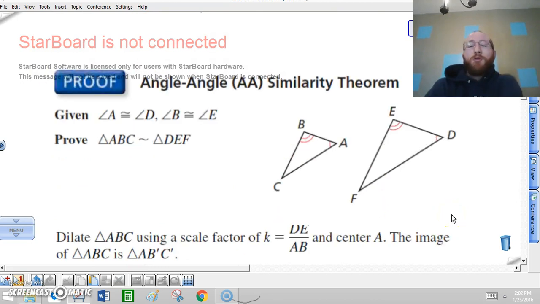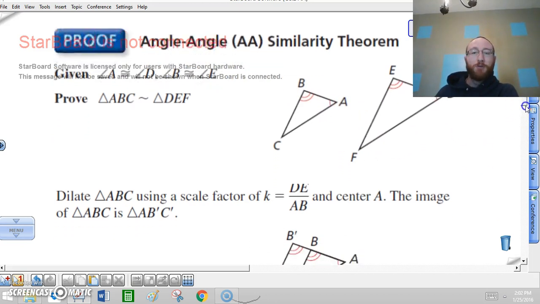So we have two triangles, all right, and our given is that the two triangles have two congruent angles. So angle B is congruent to angle E, and angle A is congruent to angle D. And we want to prove the triangles are similar. All right. So to get that, we need to prove that there's a sequence of transformations that map these onto each other. So the first thing we're going to do is dilate triangle ABC using a scale factor of k. And that k is going to be the ratio of the sides of DE to AB. And we're going to leave A as the center.